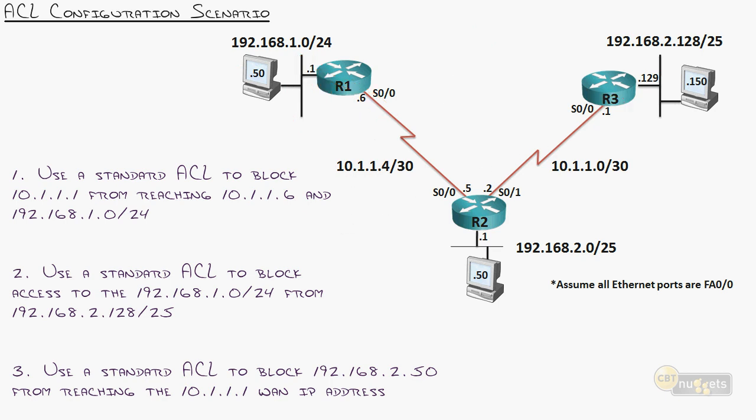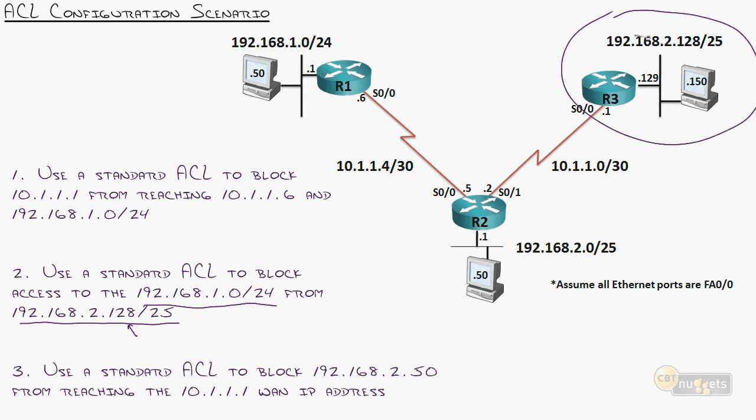All right, let's look at number 2. Use a standard access list to block access to the 192.168.1.0/24 from 192.168.2.128/25. Now, again, why it's so critical to draw this out is just so you can visualize what's going on. What it's saying here is not to block this specific IP address. It's saying block this whole network.